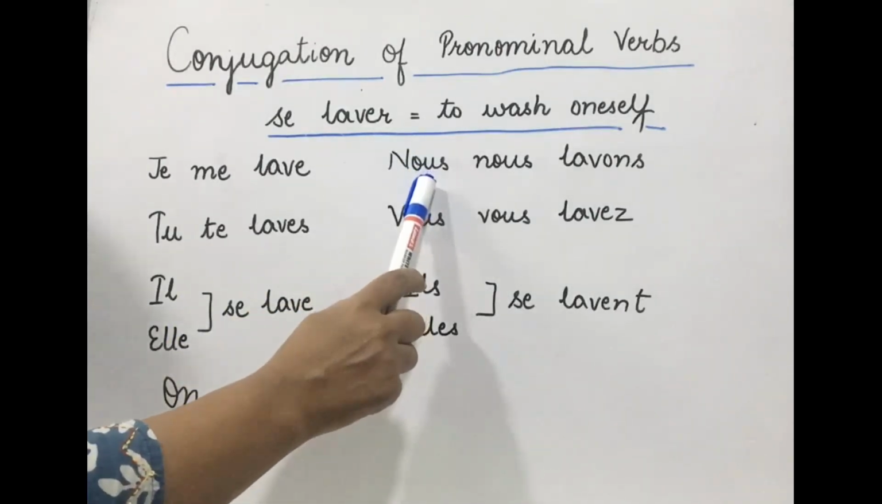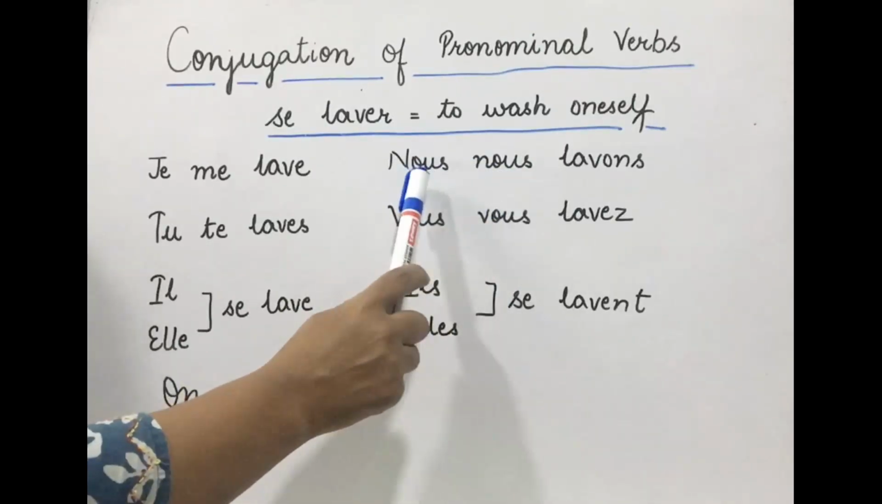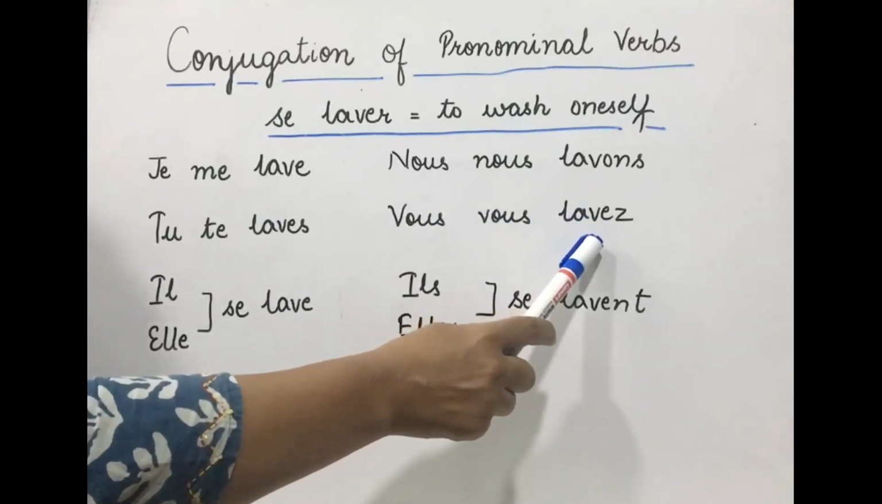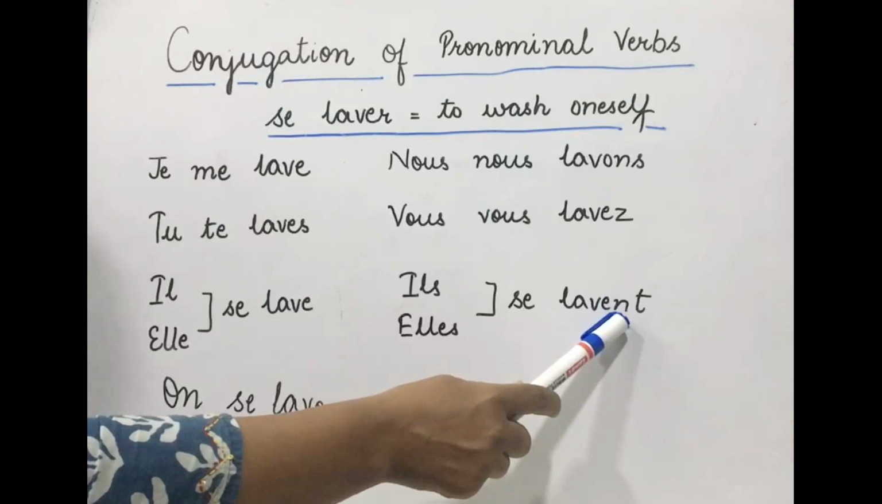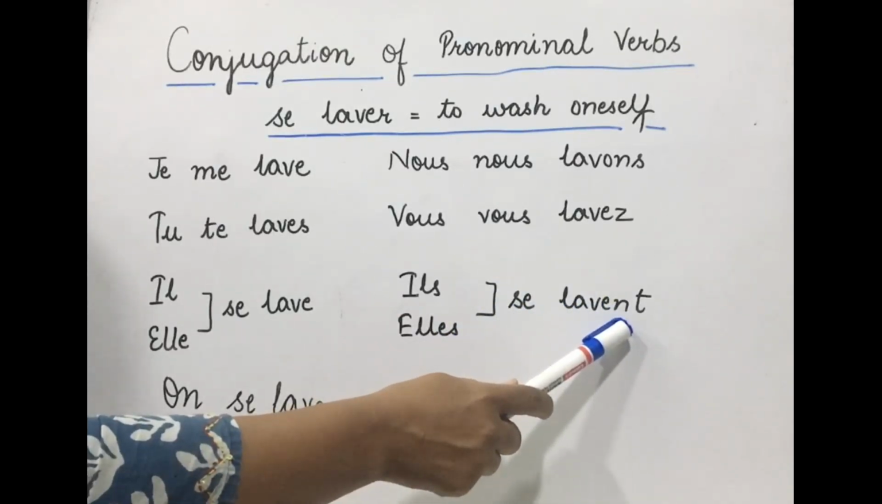Now we come to the plural part, and here with nous, the pronoun again is nous. So nous nous lavons, vous vous lavez, ils se lavent, ending is ent as in ER verbs, elles se lavent. I hope this is clear.